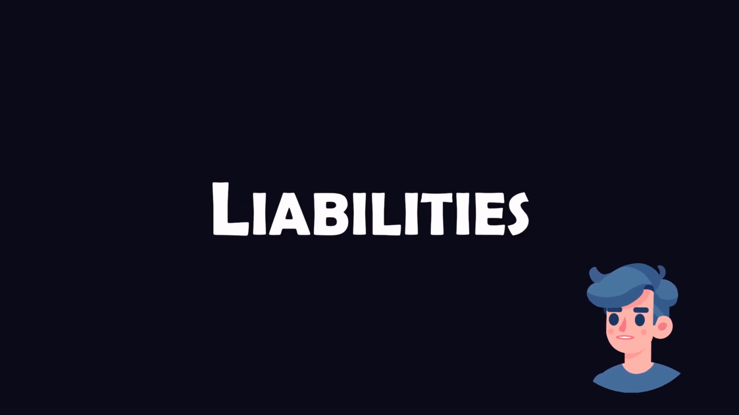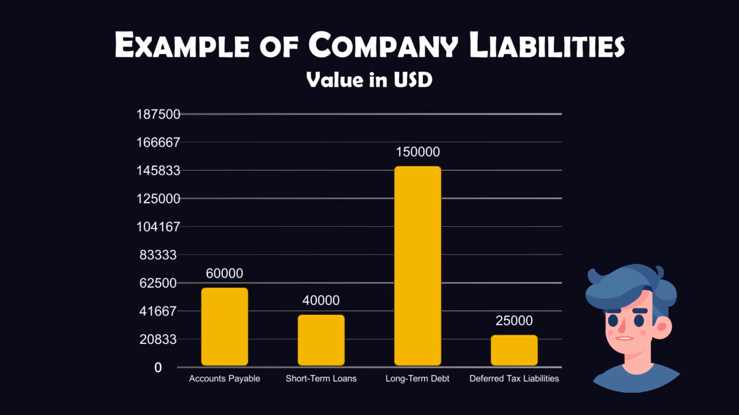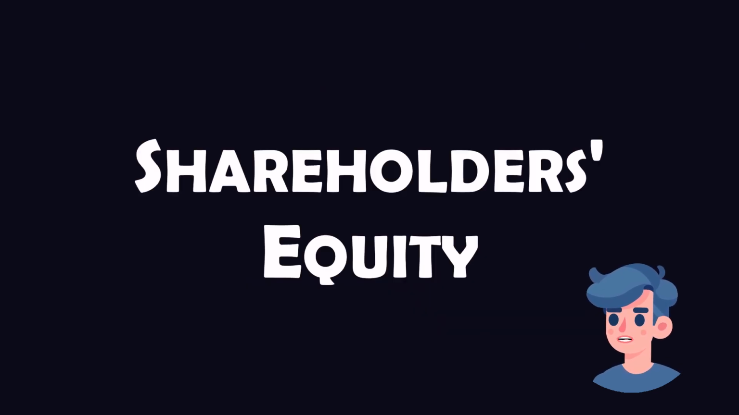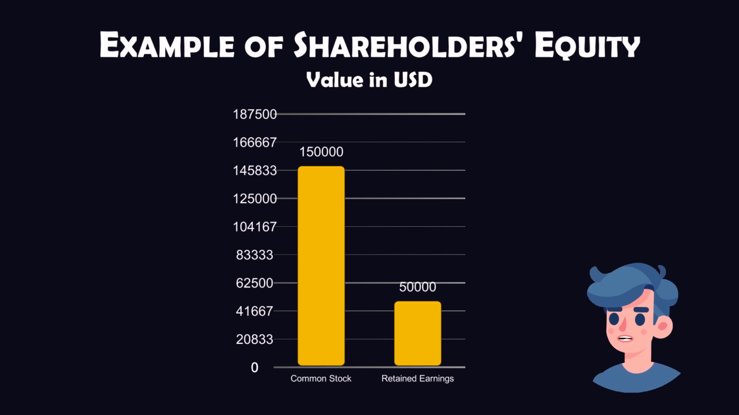Liabilities represent what the company owes. Similar to assets, they can be further divided into current and long-term liabilities. Current liabilities are obligations the company needs to settle within a year, like accounts payable and short-term loans. Long-term liabilities include deferred tax liabilities and long-term debt. Shareholders' equity includes the capital invested by the shareholders and the cumulative retained earnings of the company. It represents the net assets of the company.